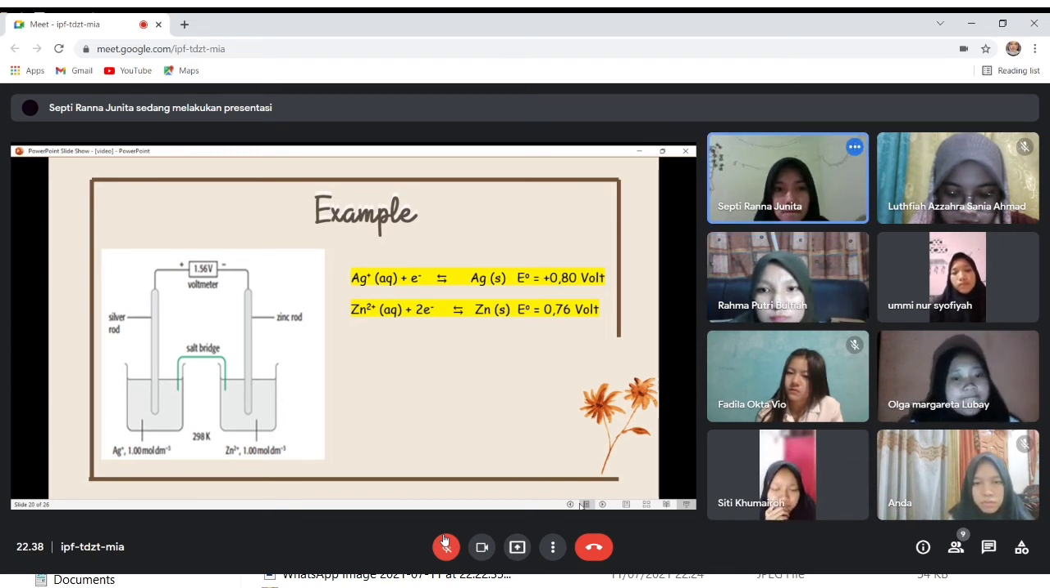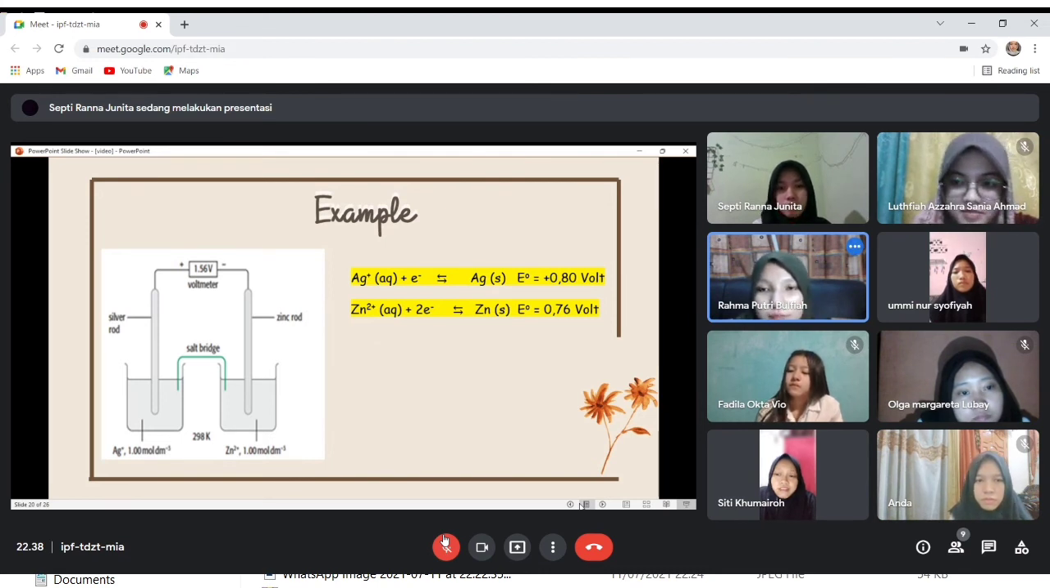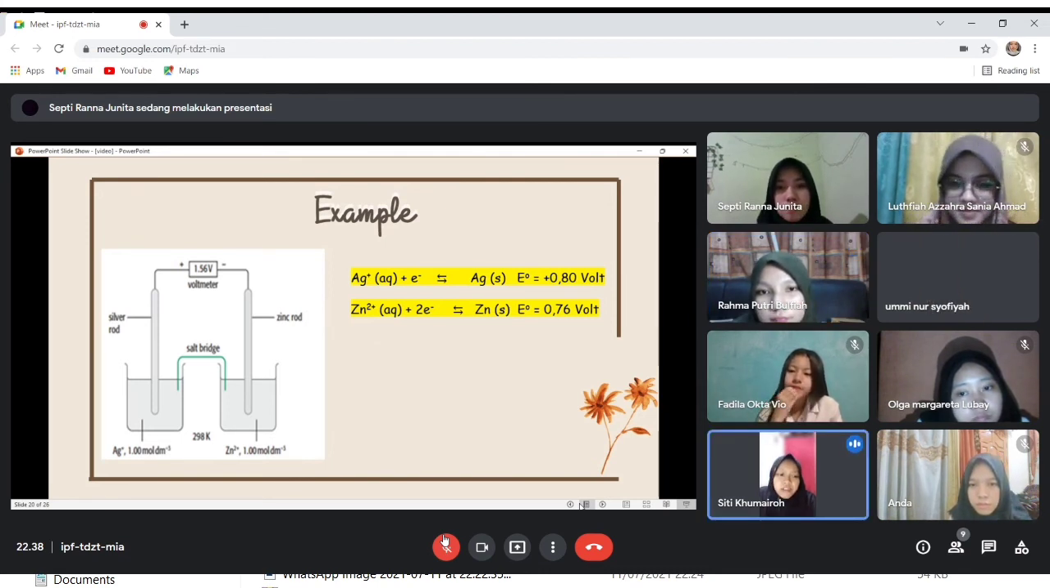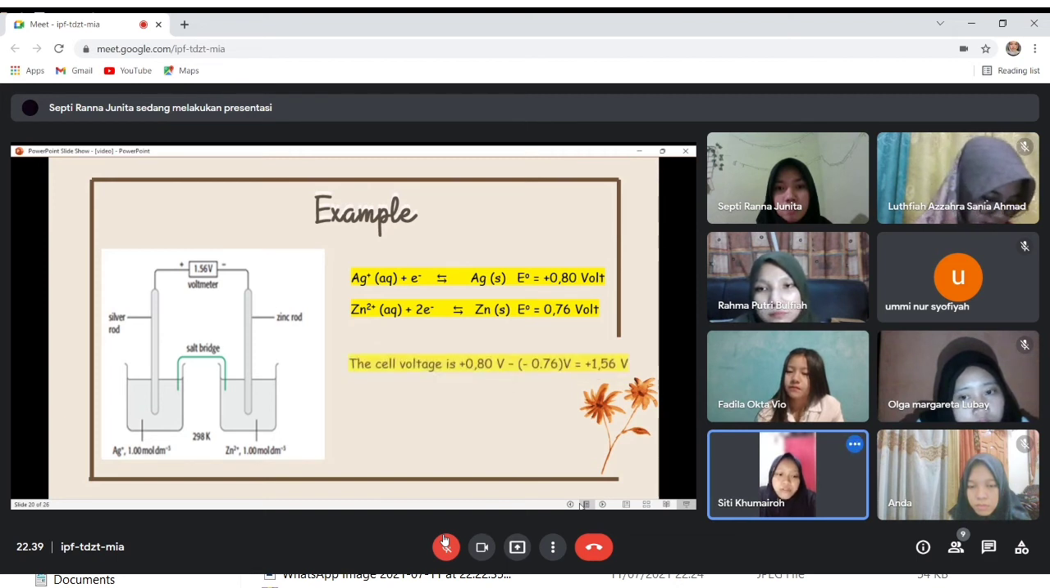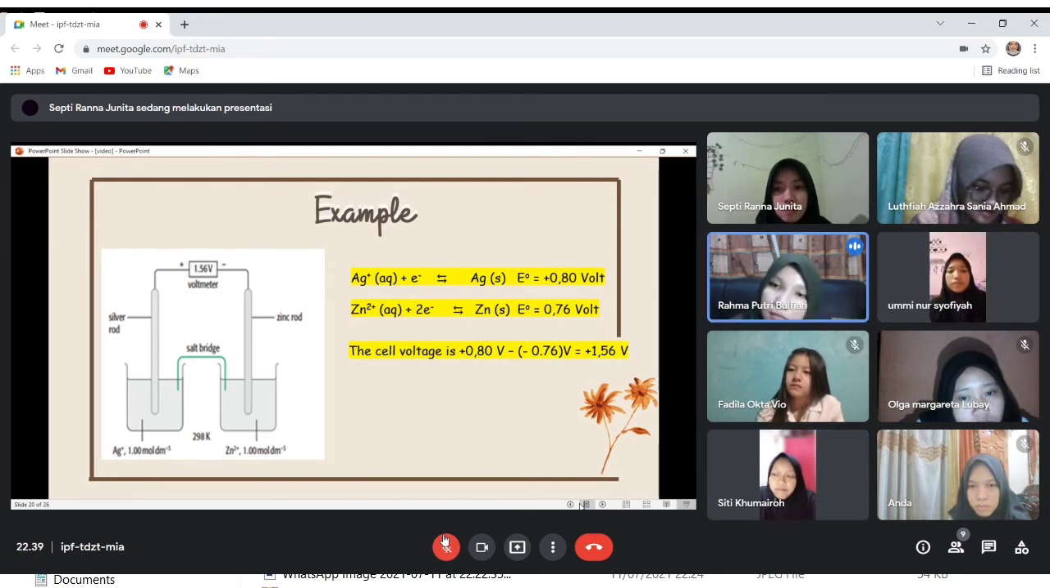Okay, it seems you guys don't know it yet. I will explain how to calculate the cell voltage. It is by subtracting the lower value from the higher value. And then, how much is the cell voltage of this chemical reaction? The cell voltage is plus 0.80 minus negative 0.76 volt equals plus 1.56 volt, miss. Yes, good job, Siti.